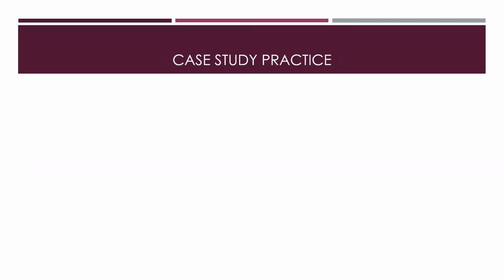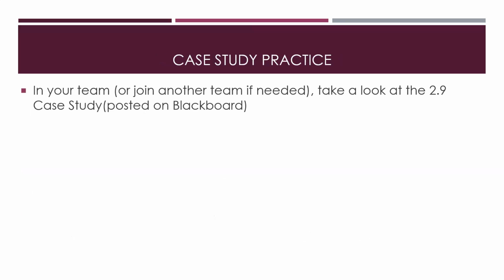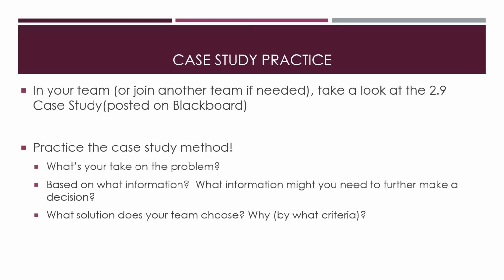What you'll be doing is, in your team or join another team if needed, we're going to be in class taking a look at the 2.9 case study. It's posted to Blackboard. I encourage you to read it ahead of time, and then practice the case study method. What's your take on the problem? Based on what information might you need to further make a decision? What solution does your team choose? Why and by what criteria?